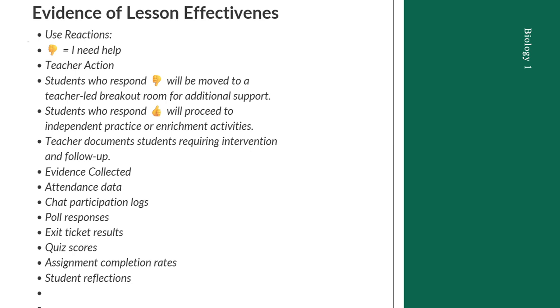Evidence of lesson effectiveness would be the use of reactions. For the teacher action: a student who responds needing help will be moved to a teacher-led breakout room for additional support. A student who responds thumbs up will proceed to independent practice or enrichment activities, like in the breakout sessions. The teacher documents students requiring intervention and follow-up. Evidence collected includes attendance data, chat participation logs, poll responses, exit ticket results, quiz scores, assignment completion rates, and student reflections.